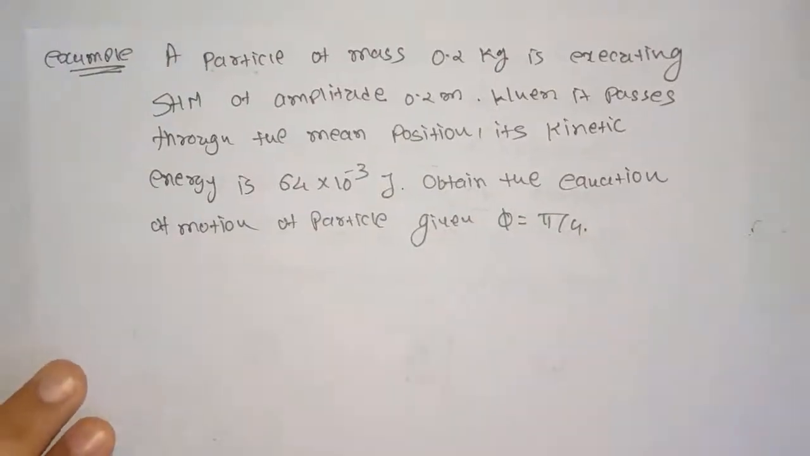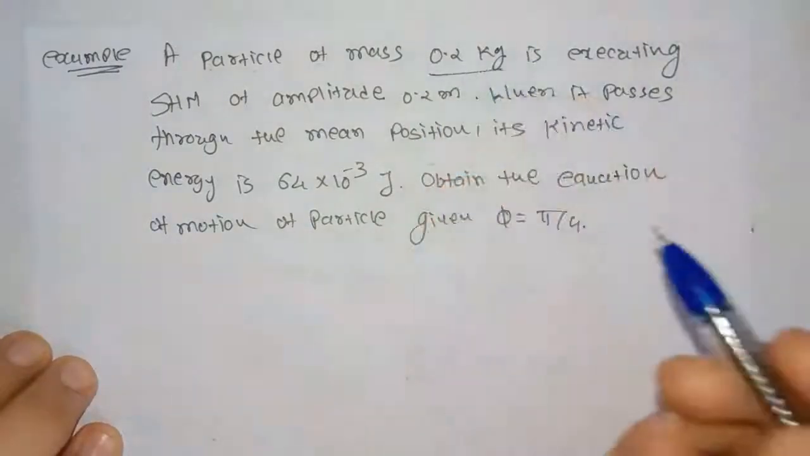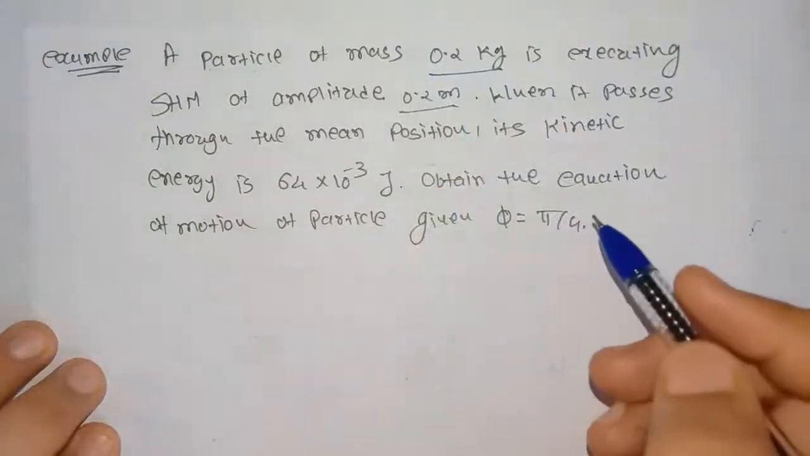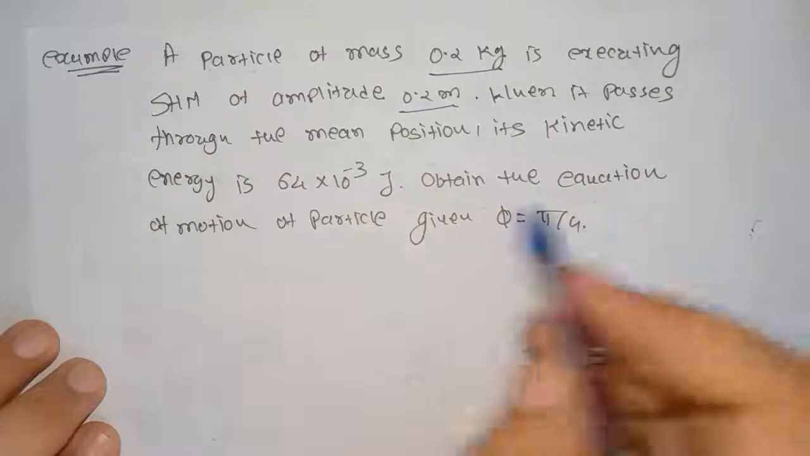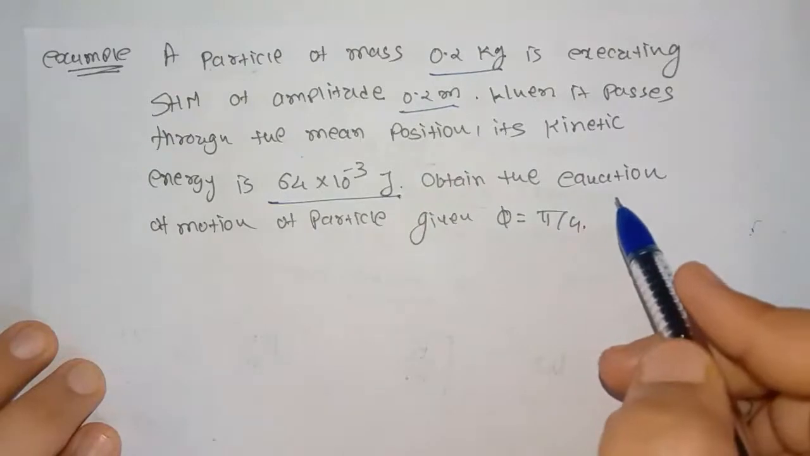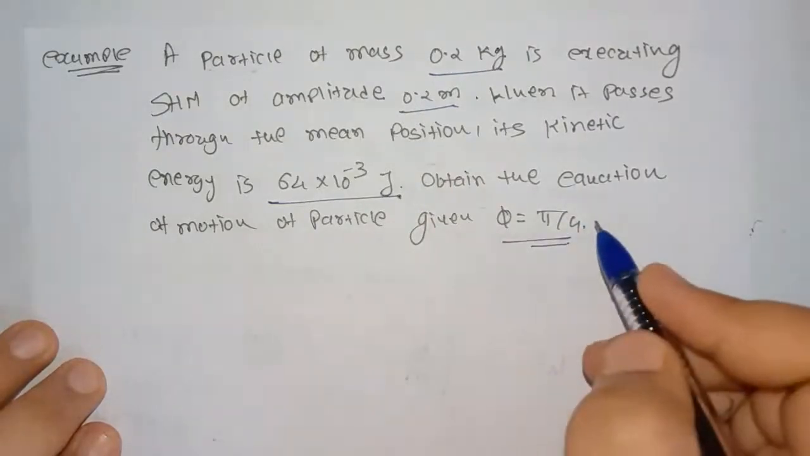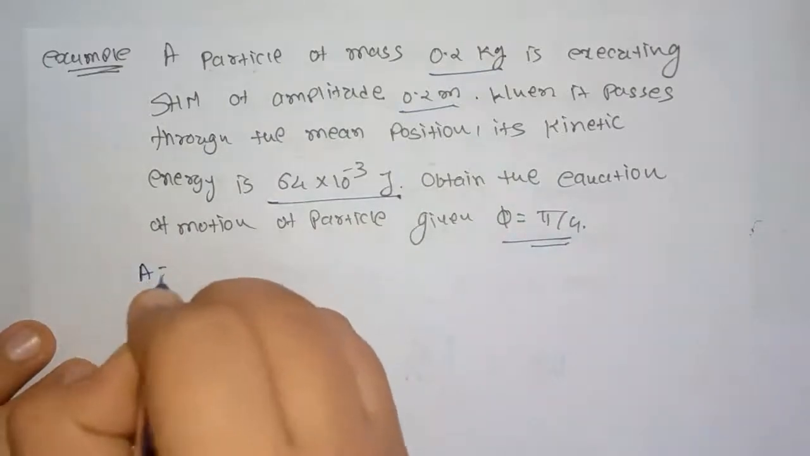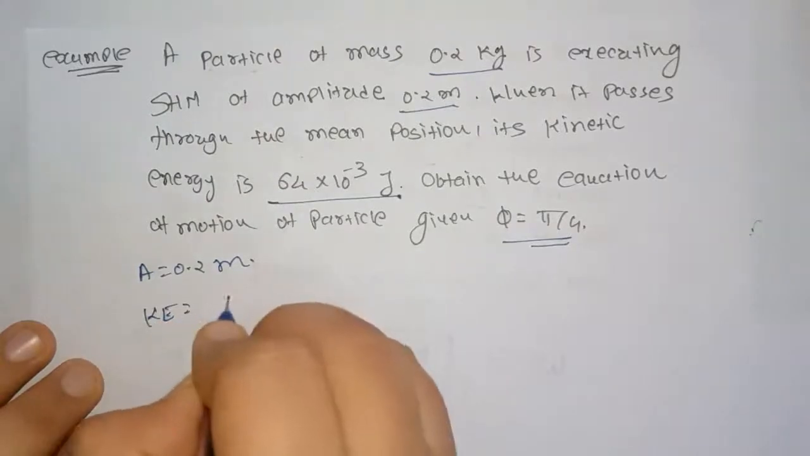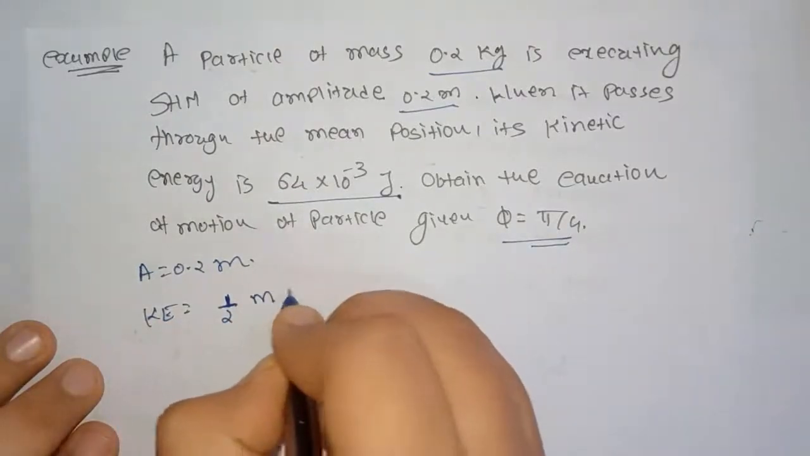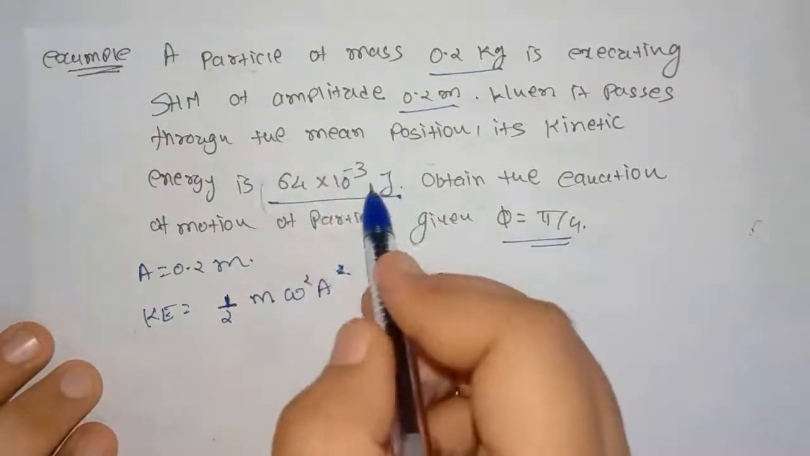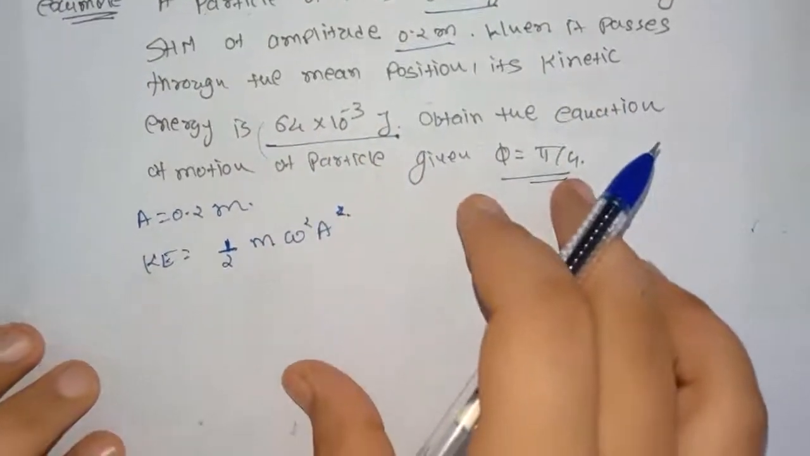In this example, a particle of mass 0.2 kg is executing SHM of amplitude 0.2 meter. When it passes through the mean position, its kinetic energy is 64 into 10 power minus 3 joule. We want to obtain the equation of motion given the phase is pi by 4. Here A is given as 0.2 meter. The kinetic energy is half m omega square A square. Because it is given at the mean position, this will be the maximum kinetic energy.